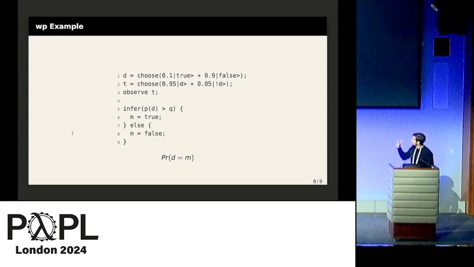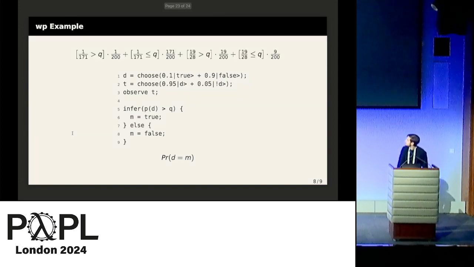If we now take a look again at our example from before, then we can use this as our post-expectation. So we are asking for the probability that we make the right treatment decision, we prescribe medicine if and only if the patient is sick. We can then apply the weakest pre-expectation calculus to get this particular expression, and this particular expression is derived fully syntactically and symbolically, so we don't have to transform our program in any way. And now we can see that this weakest pre-expectation is parameterized in Q. So depending on which value for Q we choose, we get a different outcome in how likely are we to make the right treatment decision.